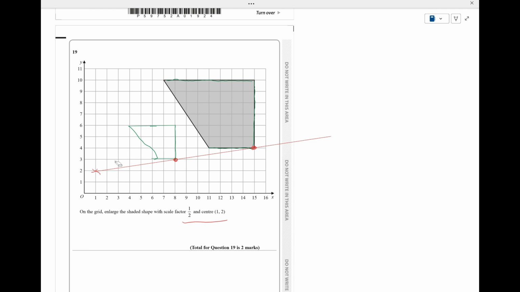So I managed to do that. I managed to do that just by moving 1 point. And then because I knew that the new shape was going to be half the dimensions of the old shape, I could work it out from there. Question 20.